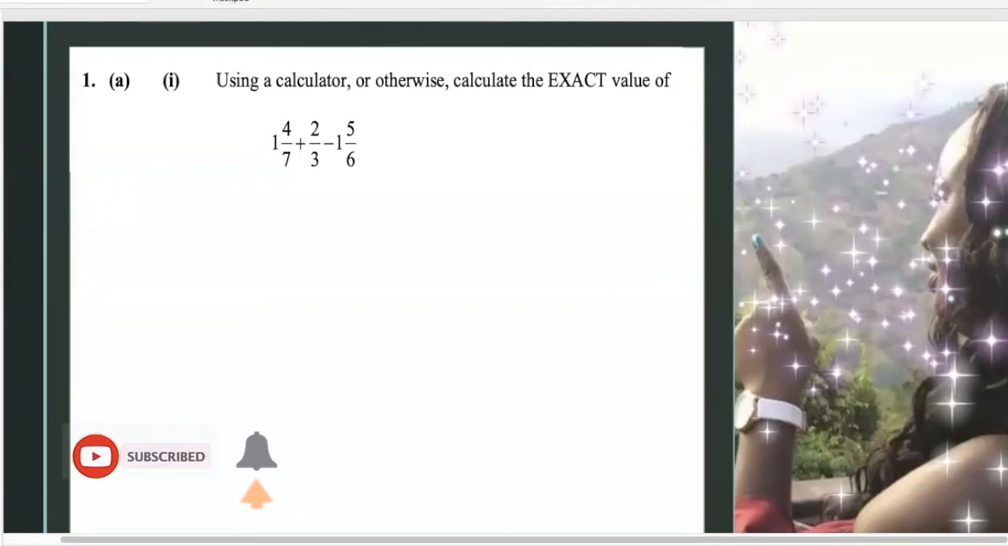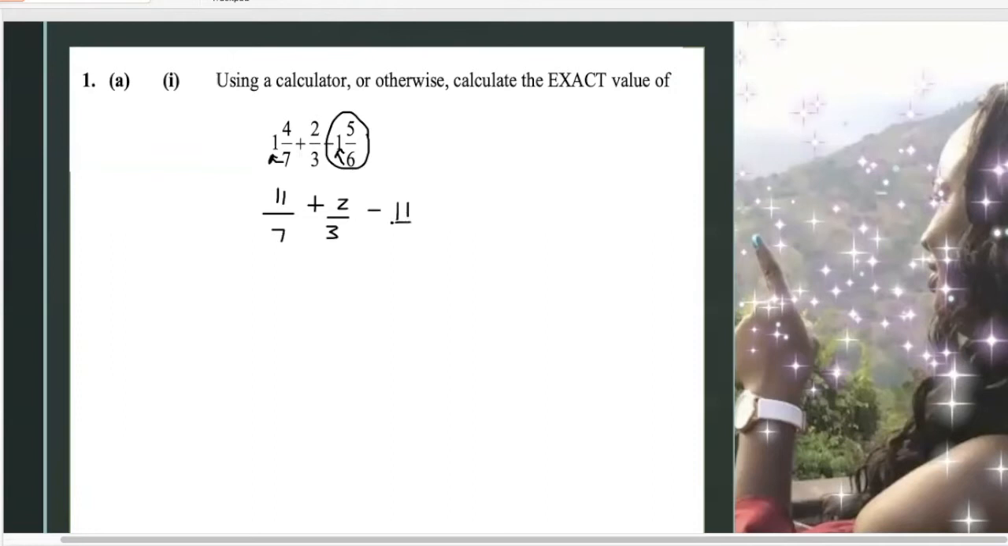If I'm going to write this as an improper fraction, I multiply 7 times 1, that's 7, and then I add 4, so that gives me 11. So I have 11 over 7 plus 2 over 3. Changing this into an improper fraction, we have 6 times 1, that gives me 6, plus my 5, and that gives me 11. So I have minus 11 over 6.